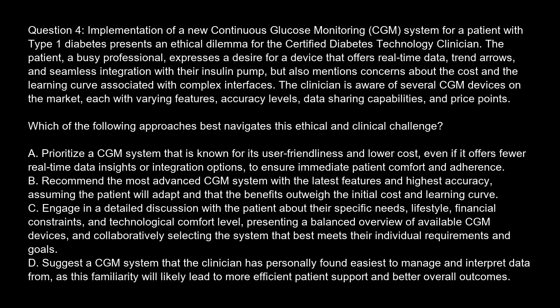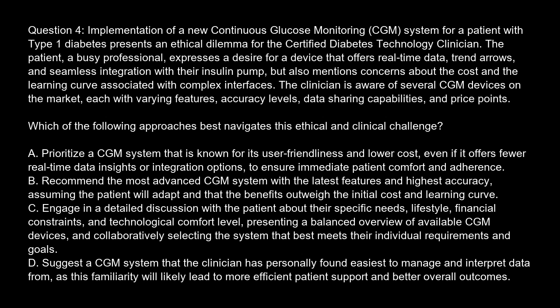Which of the following approaches best navigates this ethical and clinical challenge? Option A. Prioritize a CGM system that is known for its user-friendliness and lower cost, even if it offers fewer real-time data insights or integration options, to ensure immediate patient comfort and adherence. Option B. Recommend the most advanced CGM system with the latest features and highest accuracy, assuming the patient will adapt and that the benefits outweigh the initial cost and learning curve.